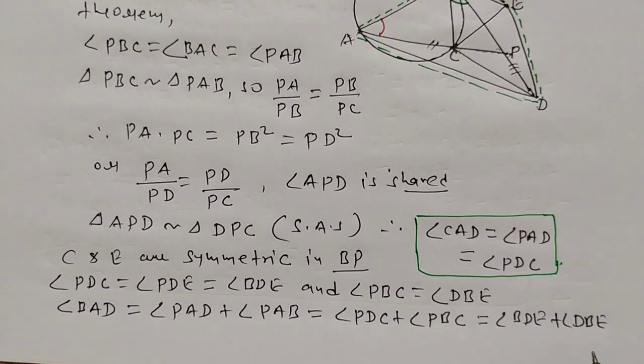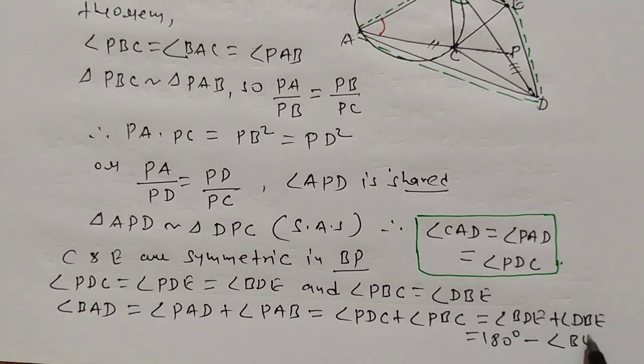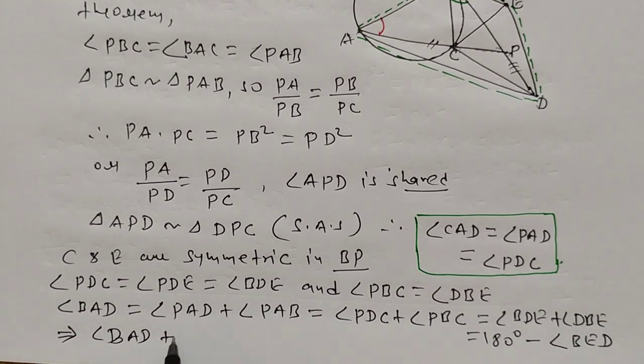Now, concluding all the results, this will be equal to 180 degrees minus angle BED. So finally we can say that angle BAD plus angle BED is equal to 180 degrees.